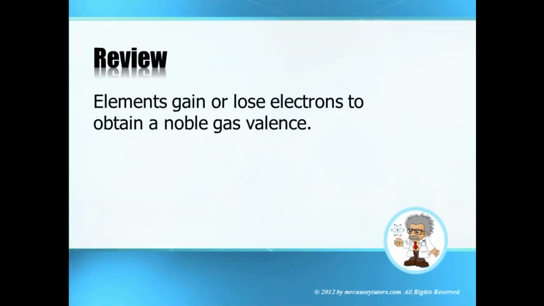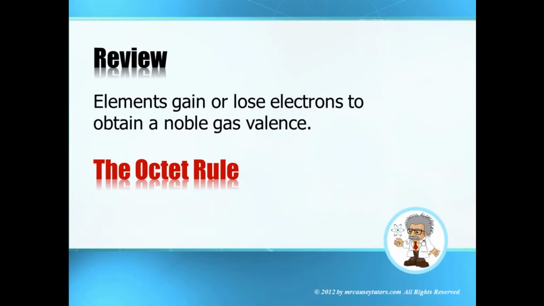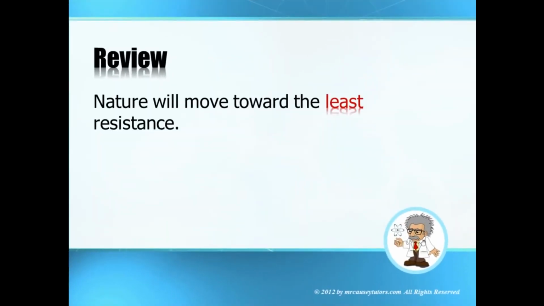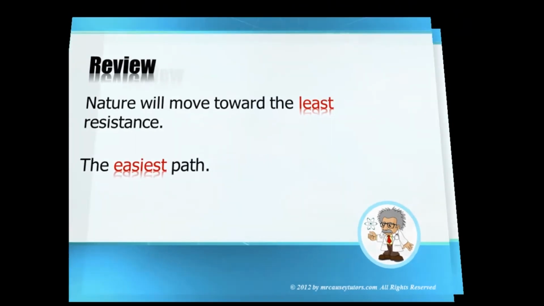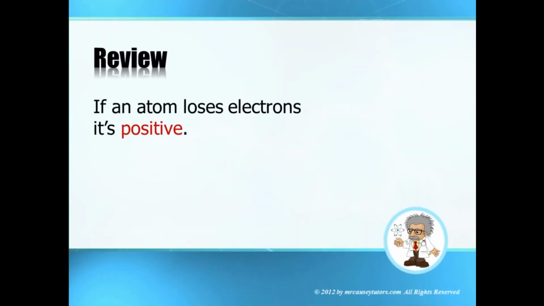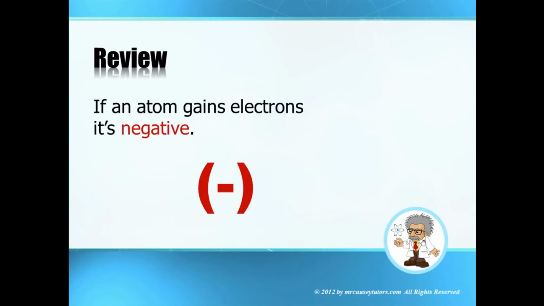Review. Elements gain or lose electrons to obtain a noble gas valence. We call that the octet rule. Nature will move toward the least resistance. That is the easiest path. If an atom loses electrons, it's positive. And if it gains electrons, it's negative. All right.